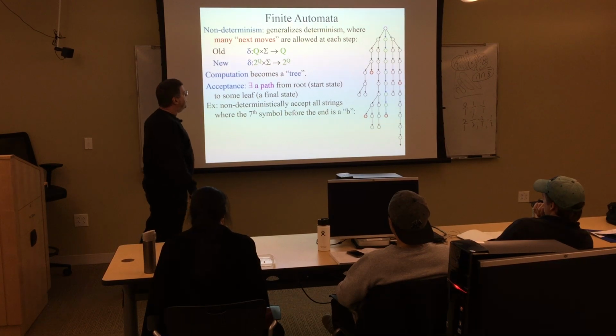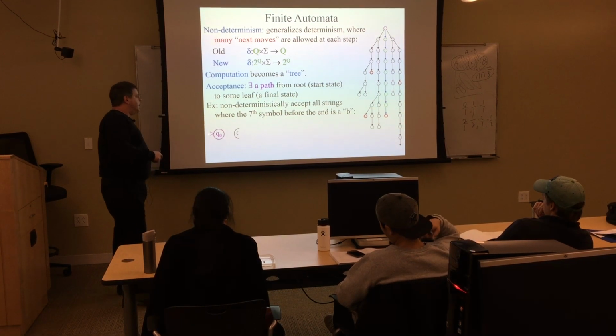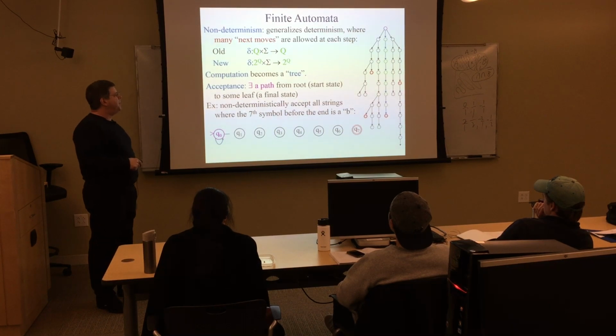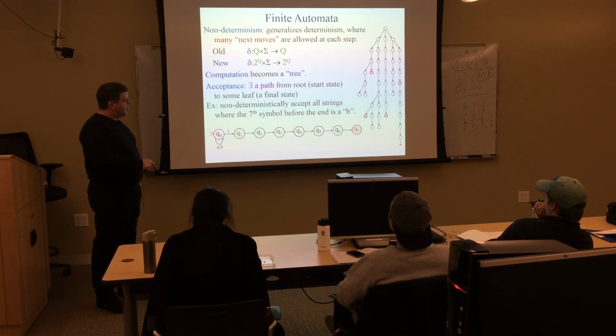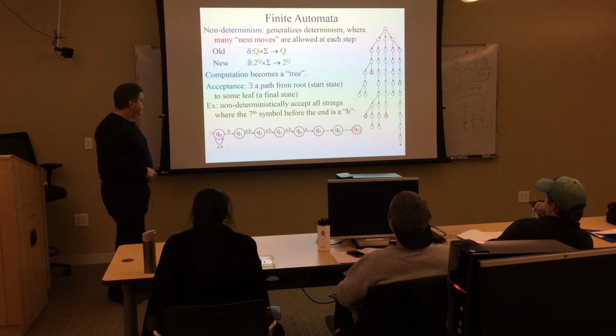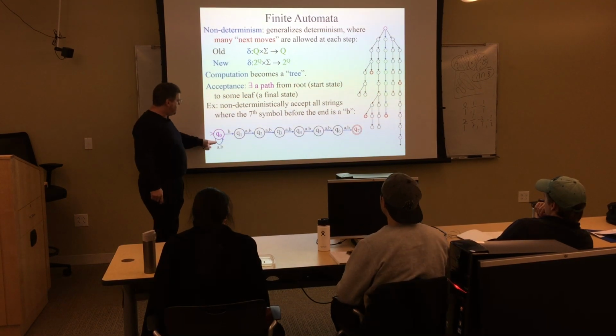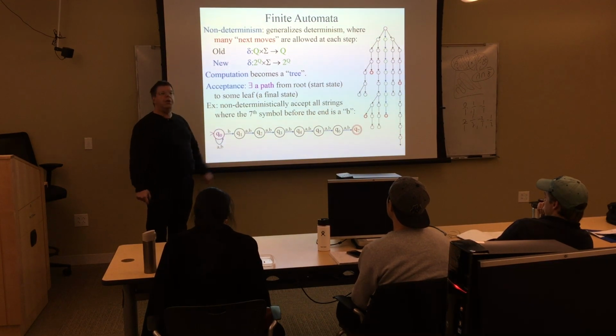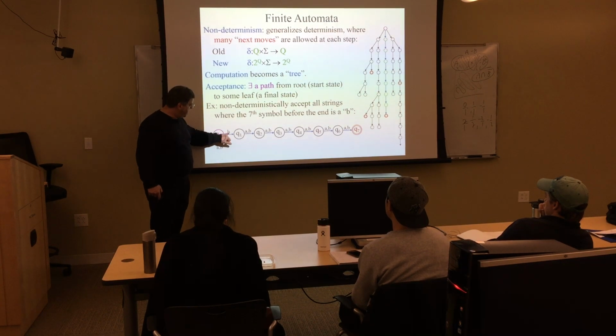So let's look at an example of how this might work. Let's construct a non-deterministic finite automaton that accepts all strings whose 7th symbol before the end of the string is a B. Here is this finite automaton that's non-deterministic. How do we know it's non-deterministic? Because some transitions will go to multiple places. If you're in here and you see a B, you go back to yourself, Q0, but you also go to Q1 on the same transition, a B.